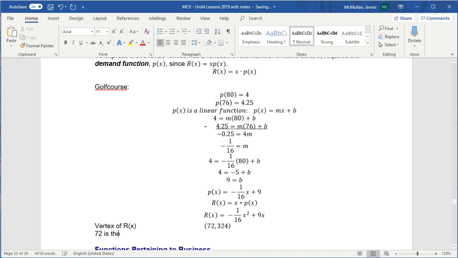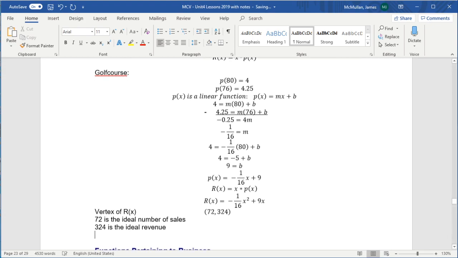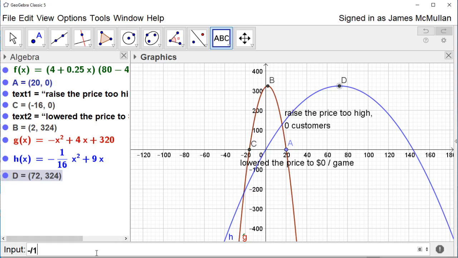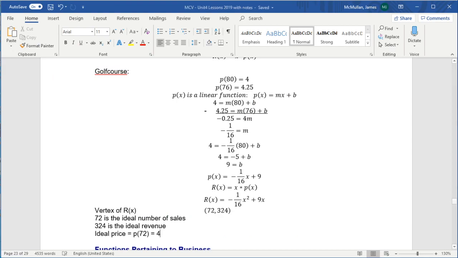What does that mean? 72 is the ideal number of sales. 324 is the ideal revenue, and the ideal price is P of 72. We plug 72 into our price function, negative 1 over 16 x plus 9, and I get the answer $4.50. So that's the ideal price to charge. Notice we get the exact same answer in every way: the same price to charge, the same number of people to come, and the same revenue.